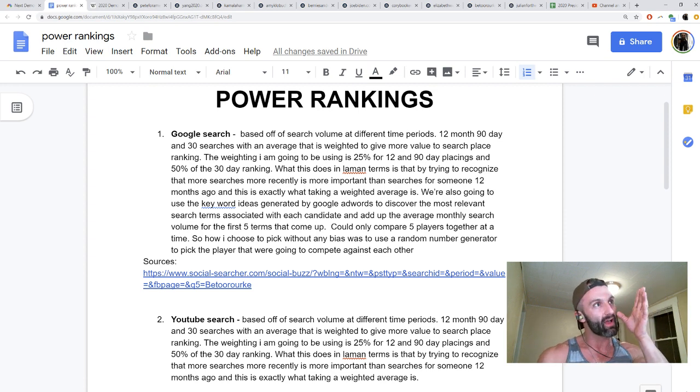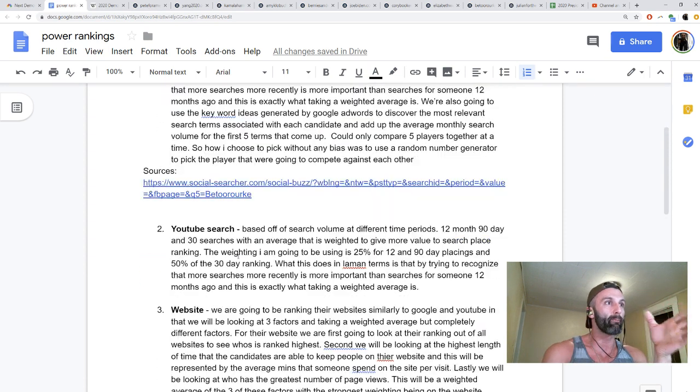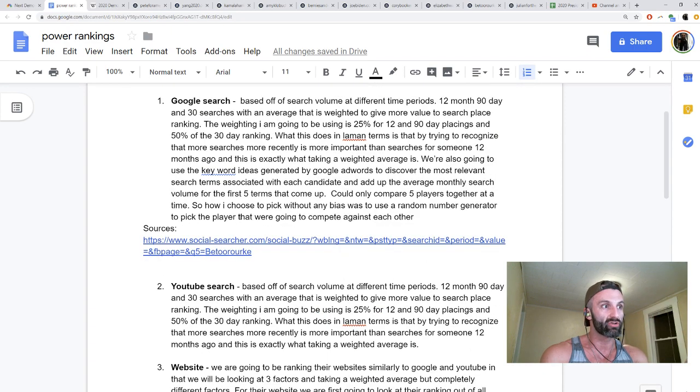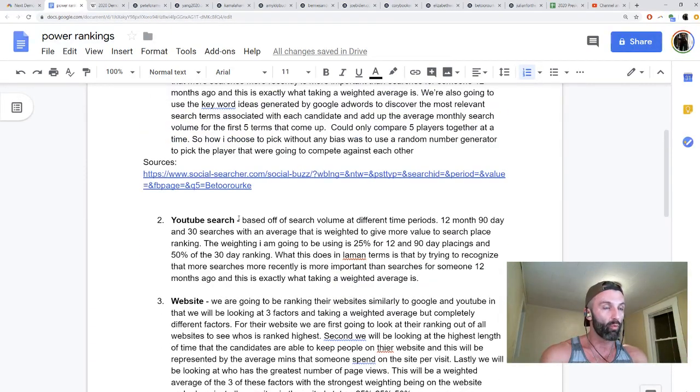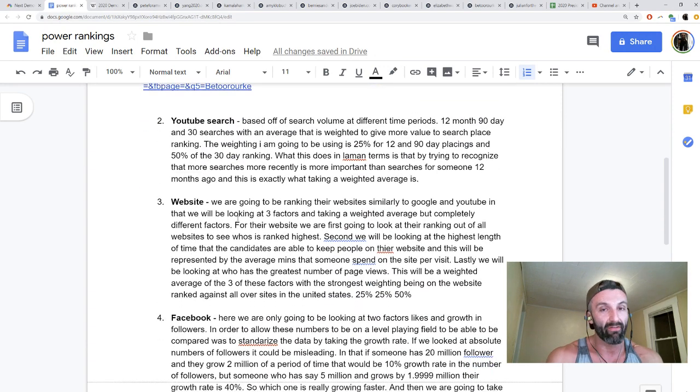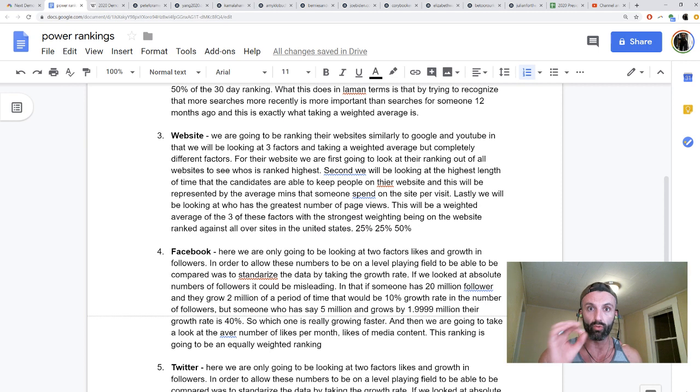As we mentioned, we had the Google search and the YouTube search. These are the first 2 factors. The next one is going to be the website. Then tomorrow we have something good. We're going to dive into Facebook. So we're going to take a look at the growth rate of the following for each one of these players, along with a couple other factors like the number of likes and that kind of thing, to come up with a Facebook ranking for these players.